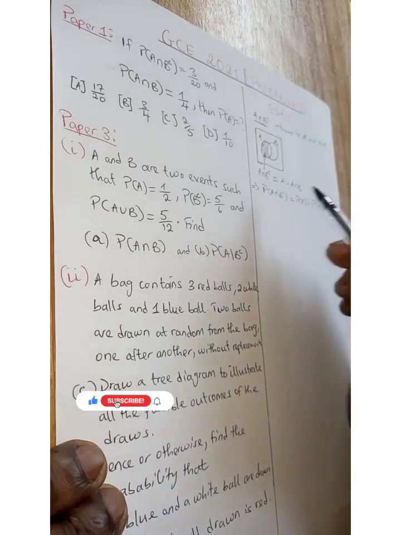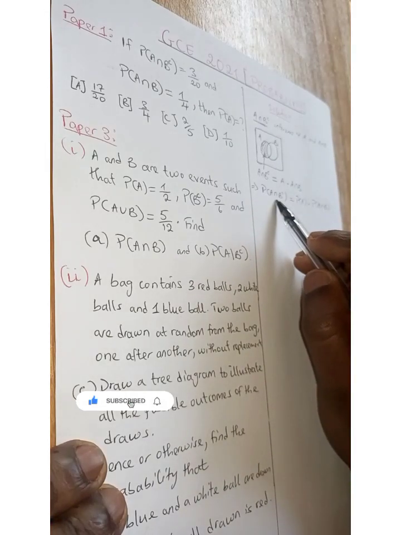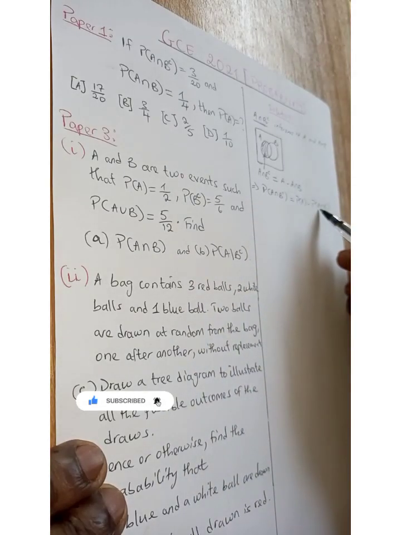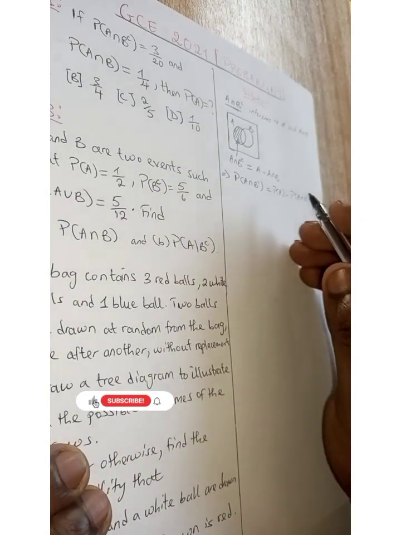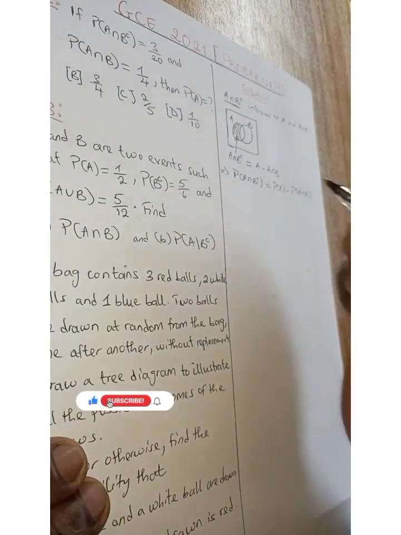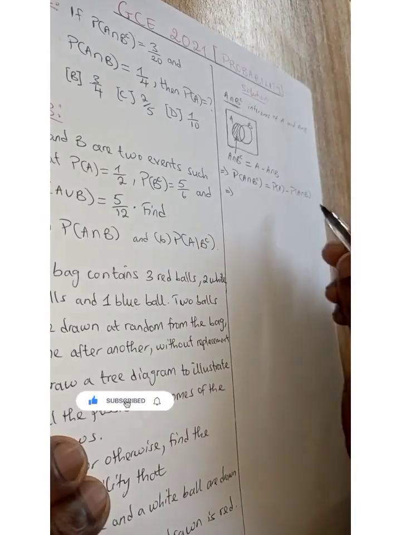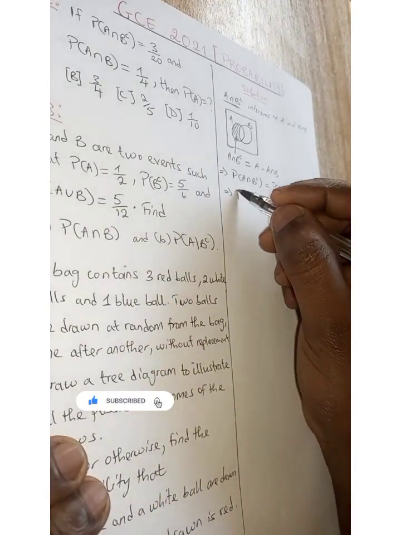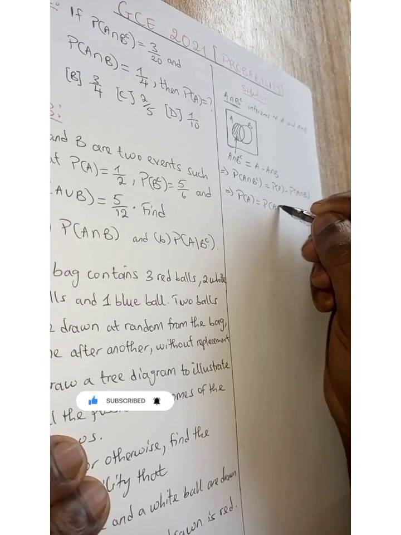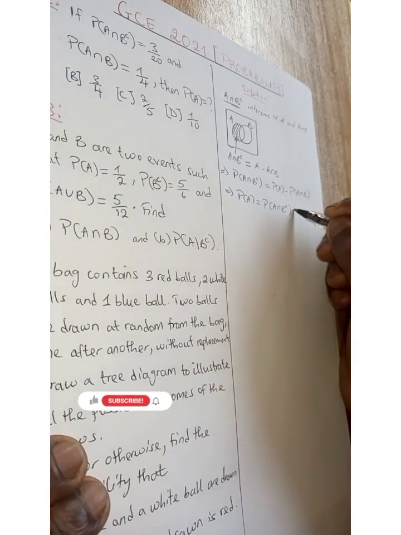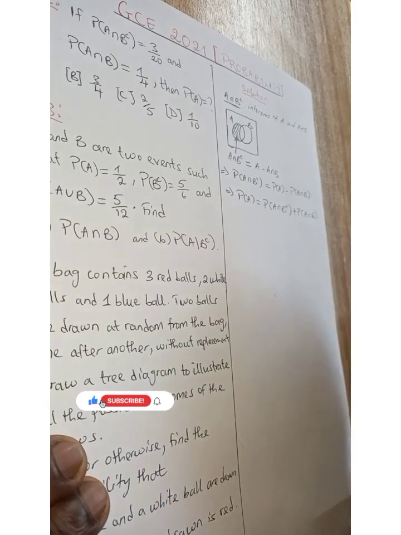Now, the question gave us the probability of A intersection B complement, gave us the probability of A intersection B, and then asked us to find the probability of A. To do so, we simply make the probability of A the subject. That is, taking this one to the other side, we have the probability of A as the probability of A intersection B complement plus the probability of A intersection B.